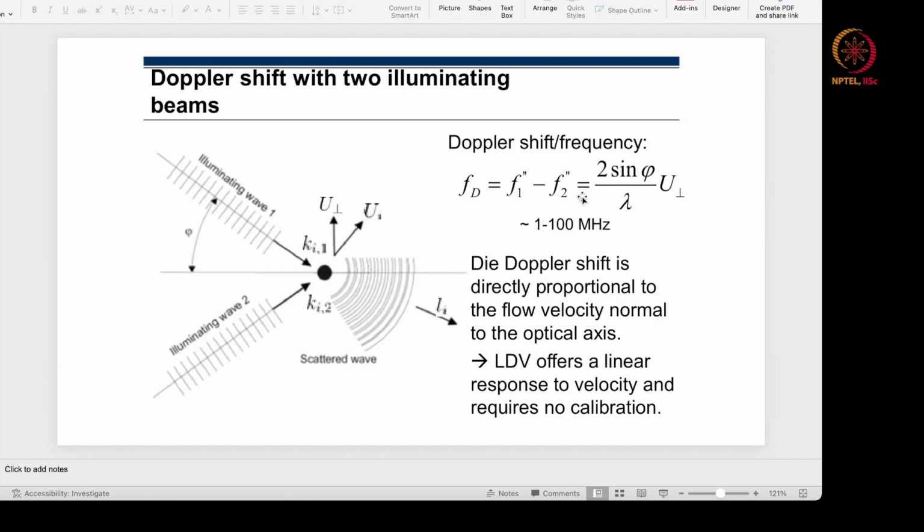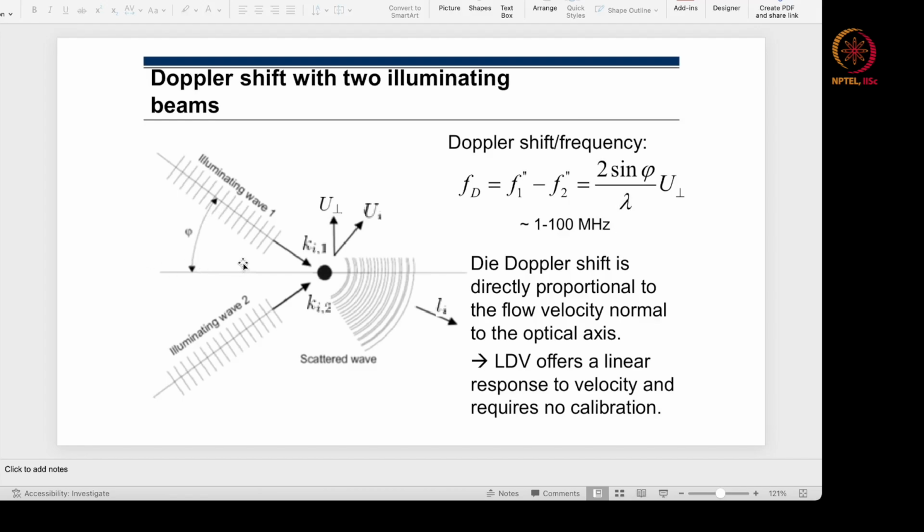This is the other shift that is coming from the second beam. The difference between these two shifts is the change in the Doppler shift. Doppler shift itself means a shift in the frequency. What we are talking about here is the difference between the shift of two frequencies, right? That is equal to the perpendicular component of the velocity, perpendicular to the z-axis, multiplied by 2 sine phi by lambda, where phi is the half angle and lambda is the wavelength of the incident beam.